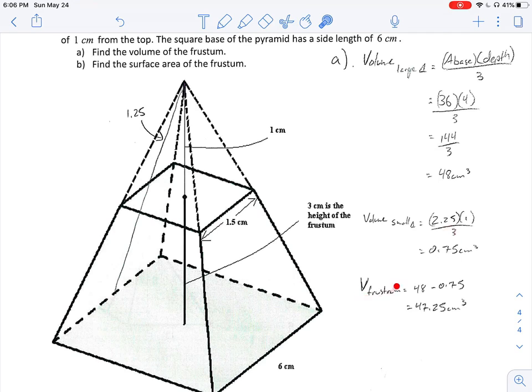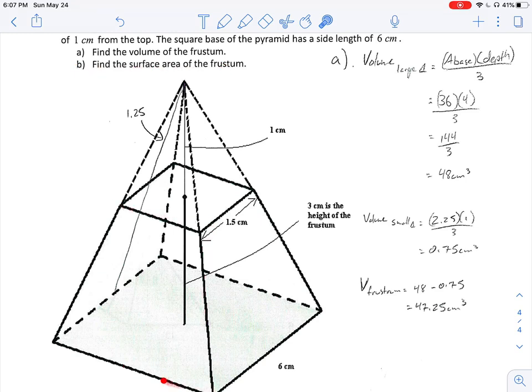So the volume of the frustum, which is this base part here, minus the top of this pyramid, is 48, which we found the volume of the whole thing to be, minus 0.75, which is the volume of the top piece, which gives us a volume of 47.25 centimeters cubed. So that's part A. Last part, find the surface area of the frustum.